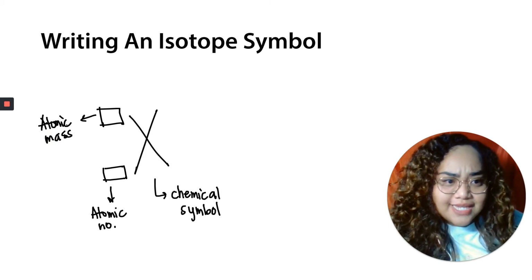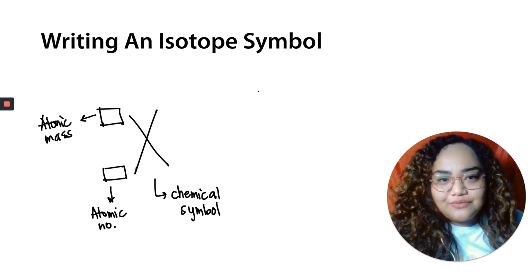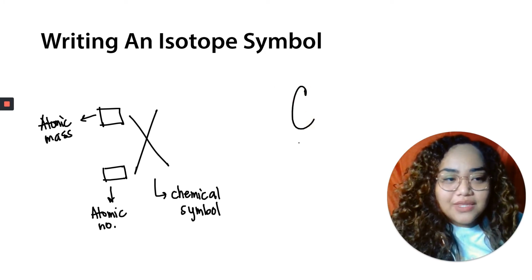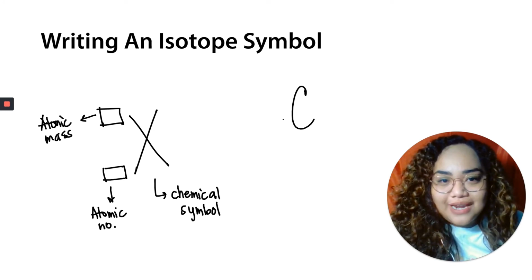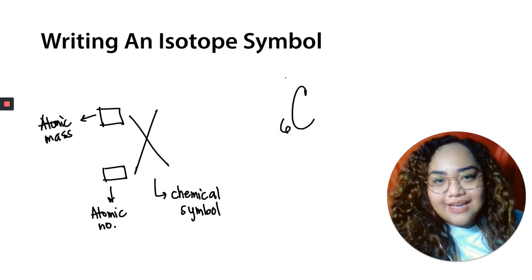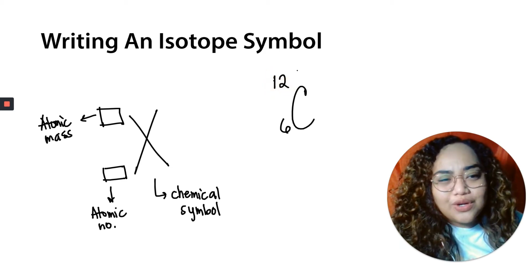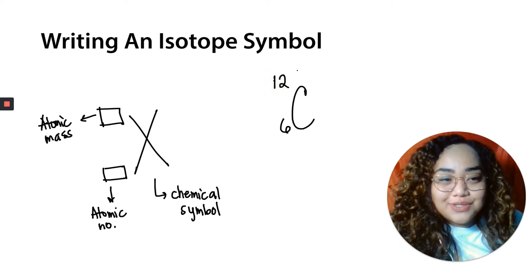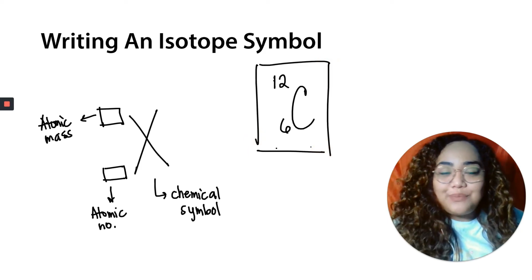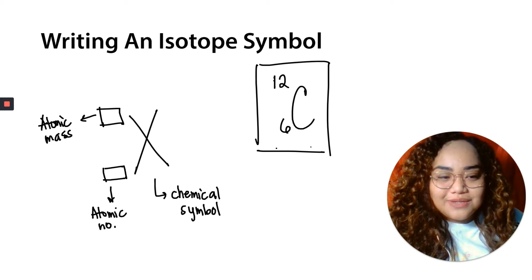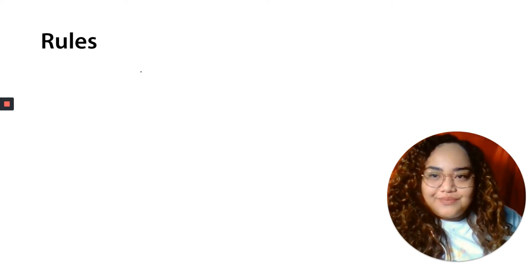Like, for example, as I said in the previous video, you have carbon. Carbon has an atomic number of 6, so we're going to write it right here. And it has an atomic mass of 12, at least for a stable carbon isotope. So this is an example of your isotope symbol. Now, let's go over the rules.